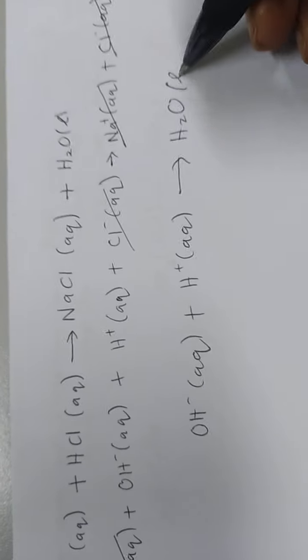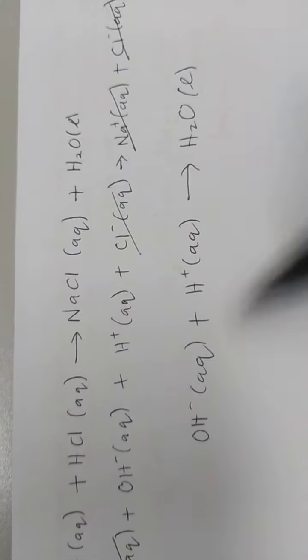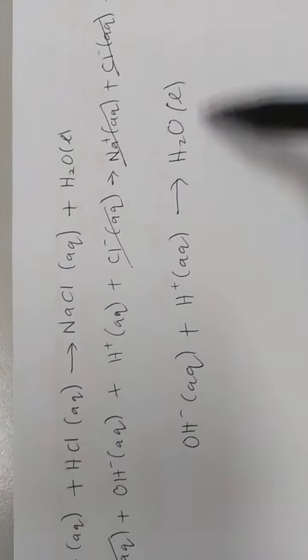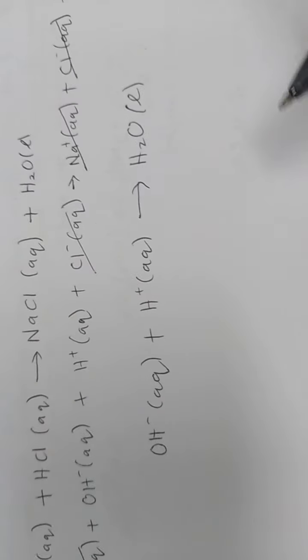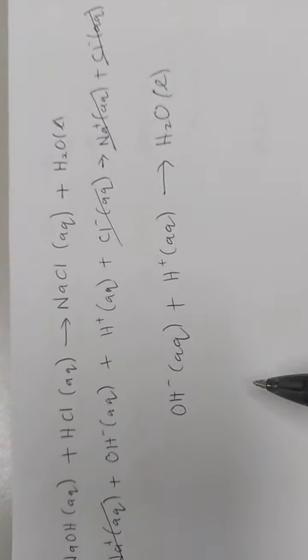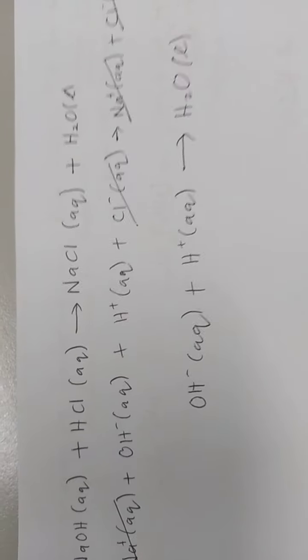So this is called your net ionic equation, and for neutralization, this will always be the case. For any acid or any alkali, you will always have this as your ionic equation because these are the ions that will actually participate in the reaction.